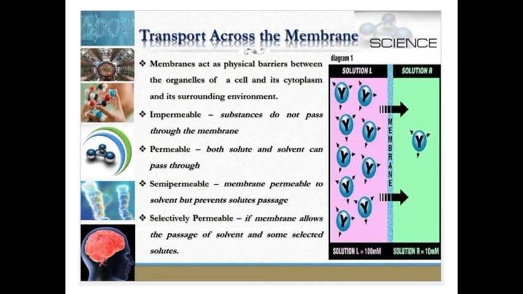Transport across the plasma membrane happens through these functions. The membrane can act as a physical barrier between the organelles of the cell, the cytoplasm and the surrounding environment. So these four things we have to keep in mind for understanding the transport across the membrane. They are impermeable, permeable, semi-permeable and selectively permeable. What is impermeable? Impermeable means it does not allow any of the substances inside and outside the cell. No transport will be happening.